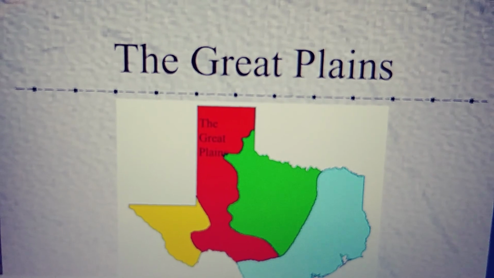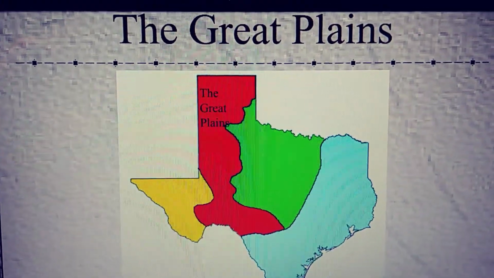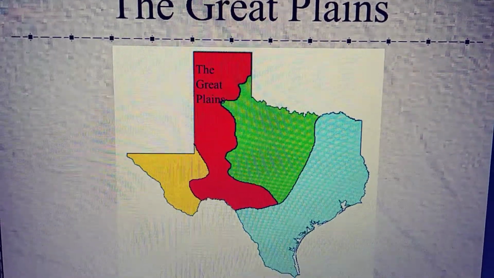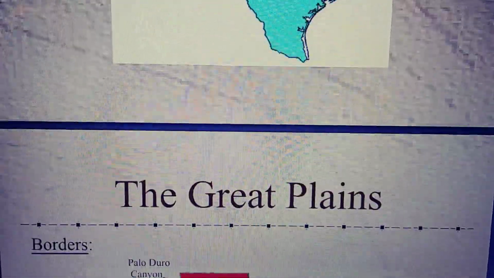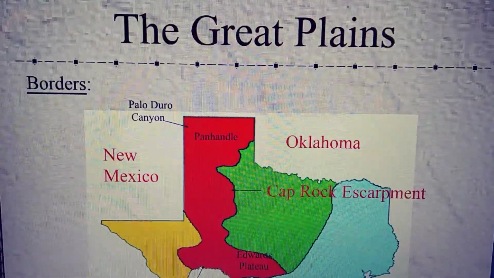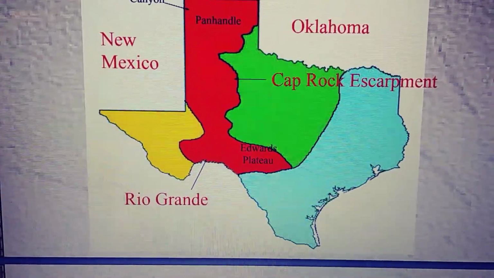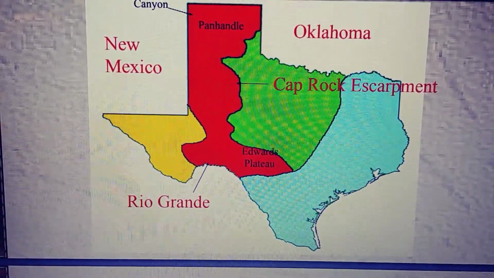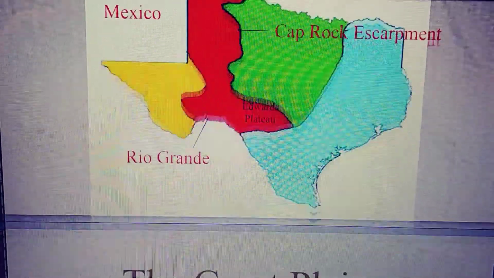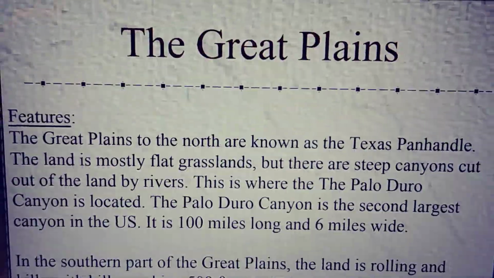Now let's go to the Great Plains. That's the ones in red. The Great Plains. Okay. And the Great Plains tells you another map. Of course, you got north of Texas is Oklahoma, and to the west is New Mexico, and then you have the Rio Grande River. The Great Plains, some of the features.